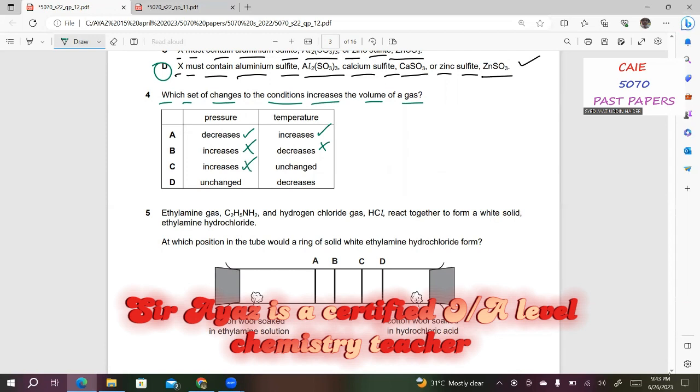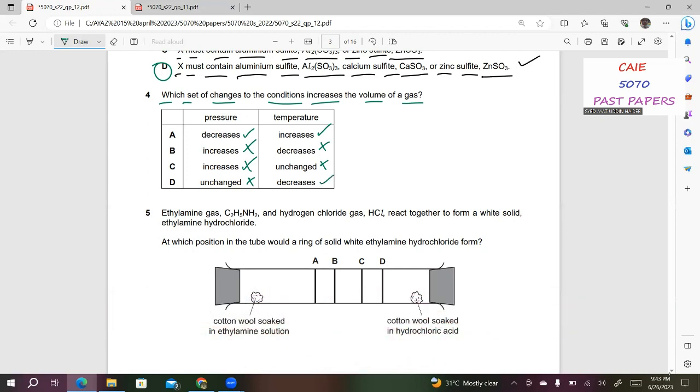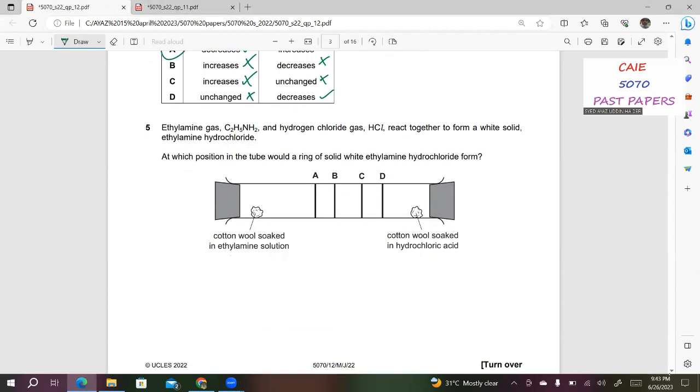Sorry, decreases the volume. This is wrong. Temperature unchanged. Unchanged means there won't be any effect on the volume of a gas. So this is wrong. D, pressure unchanged. Wrong. If you have pressure unchanged, how can you have an increase in the volume of a gas? Temperature decreases. This is correct. Only statement correct is A here. Number 5.